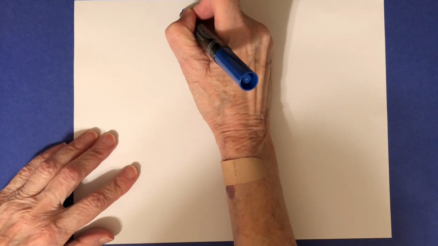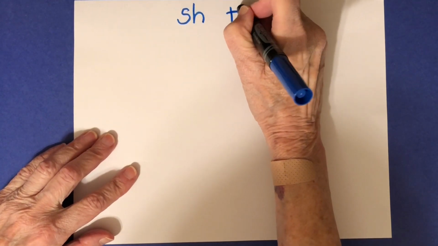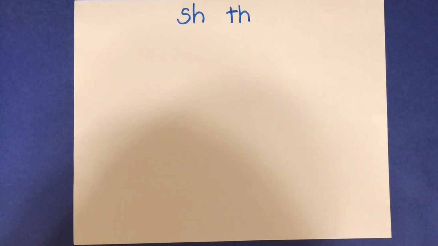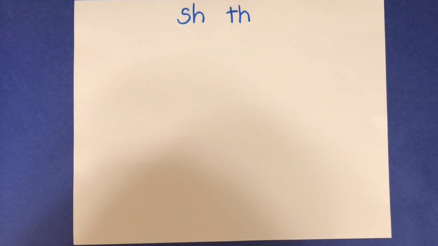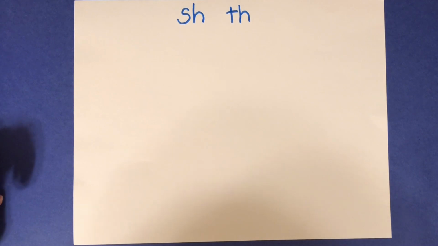Our words are either going to have the shell sound or the thimble sound that is either whispered or with your voice. Those sounds are spelled with SH for the shell sound and TH for the thimble sound. Remember that TH can be a whispered sound and a sound using your voice. We call that a voiced sound.